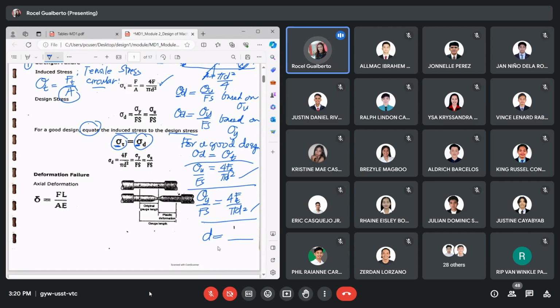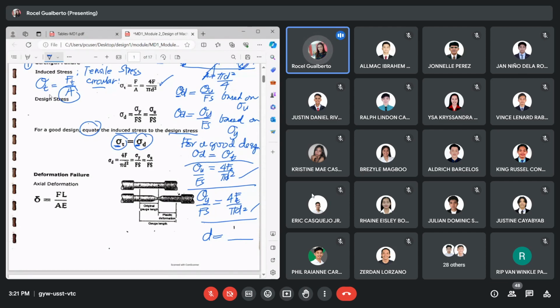Okay? So, makakasolve po tayo diyan ng diameter. So, the computed value, ang lagi lang po nating tatandaan, is to be converted to the standard size for it to be given credit. Okay? So, yung na-compute po natin, i-convert po natin sa standard size. So, yung dimension po na nakuha natin is basically galing po doon sa induced stress ng material. Okay? So, yun po yung isang paraan to obtain the diameter or the dimension.